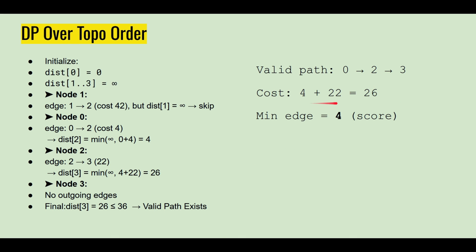So we will add this. We'll say 26, and this 26 is less than 36. We'll say this is a valid one. So the min edge is nothing but 4. Of this 4 and 22, which one is the minimum one? So 4 is the minimum one, so we'll update our minimum score.